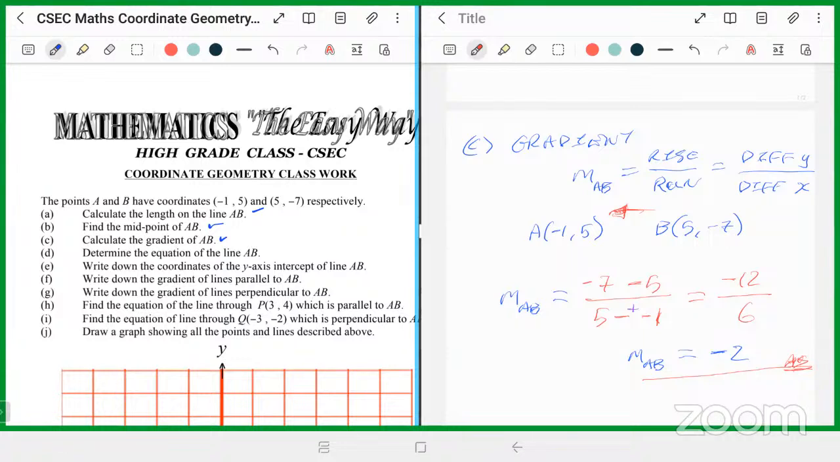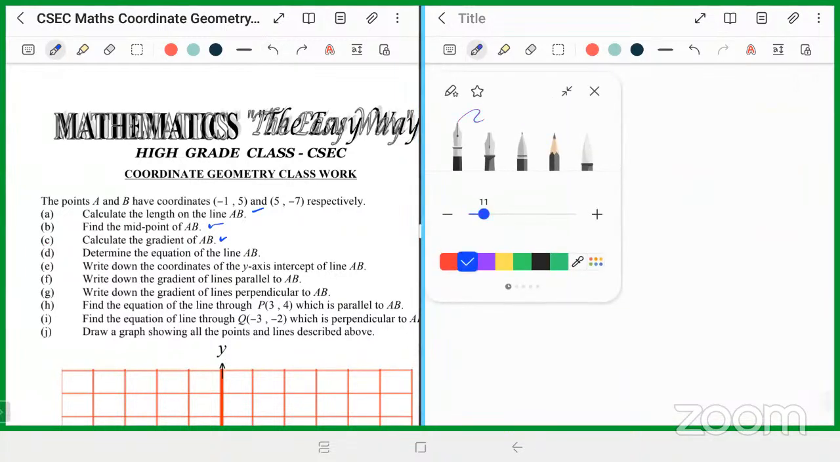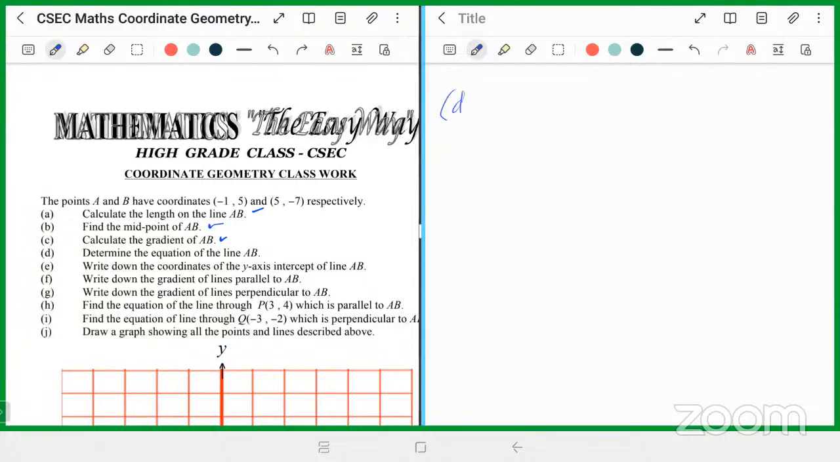All right, we're going to part D now, which wants us to calculate the equation of a line AB. We want the equation of AB. So let's do it here now. For part D, we want to get the equation of AB. Now, the key thing to remember about finding an equation is that we need to know 2 things. To find the equation of a line, we need to know two things about it.